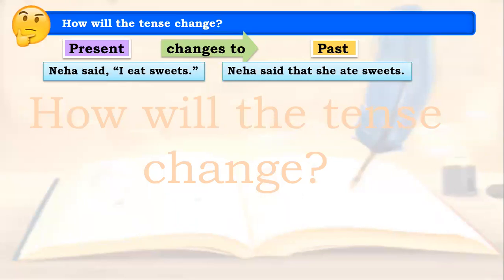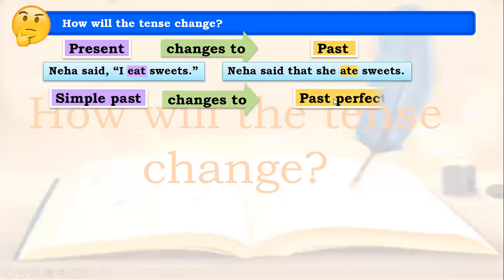It is eat. Very good. Eat is the andar ka verb. So when I want to change the andar ka verb, I will have to consider its tense. Eat is a present tense. Hence, when I change it to indirect, eat changes to past tense, that is ate. This is our change number 1.